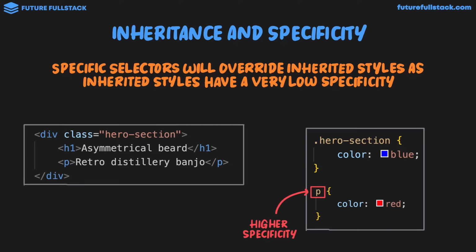So almost any time we're using a specific selector, like a type, class, or ID selector, to target a specific element, it will always override inherited styles. So in our paragraph, the red color is applied, as it's overriding the blue color applied on the div, which is being inherited by the paragraph.